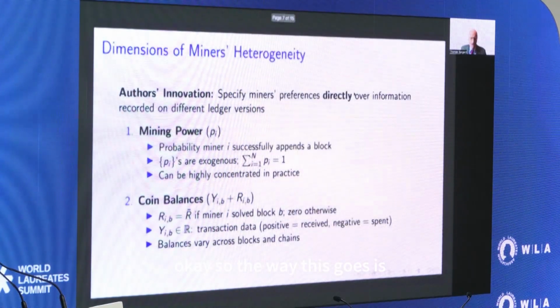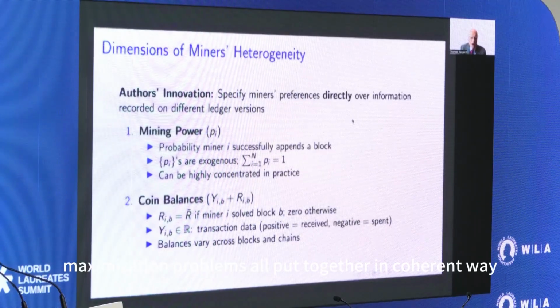Okay, so the way this goes is, like any economic model, you have to specify the objective function. Economic models are a bunch of constrained maximization problems all put together in a coherent way, and that's what these guys are doing. So we have to specify miners' preferences directly over information recorded on different ledger versions. So what do miners choose? Different ledger versions. The miners differ. That's the key thing. When miners differ, that's the source of the problem. That's why you need a mechanism to get agreement.